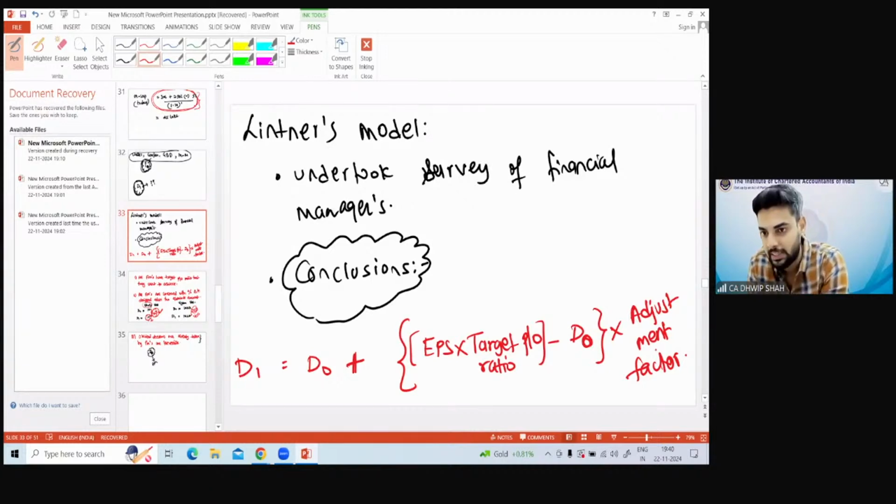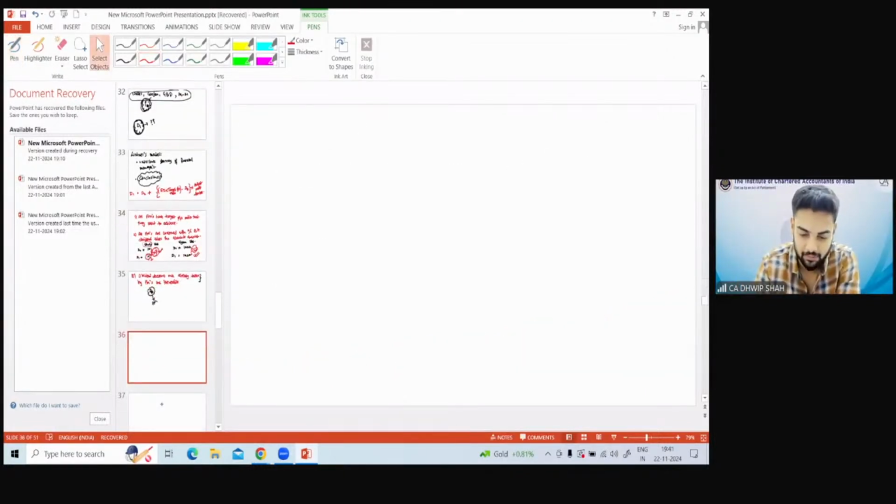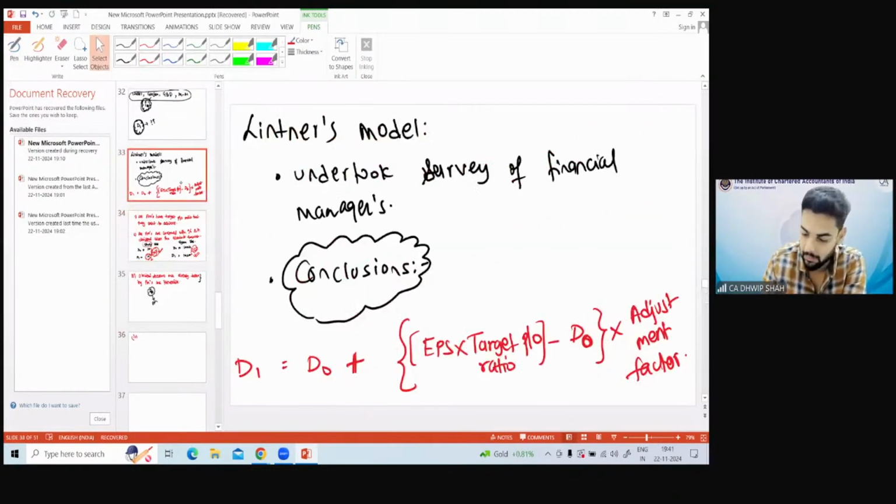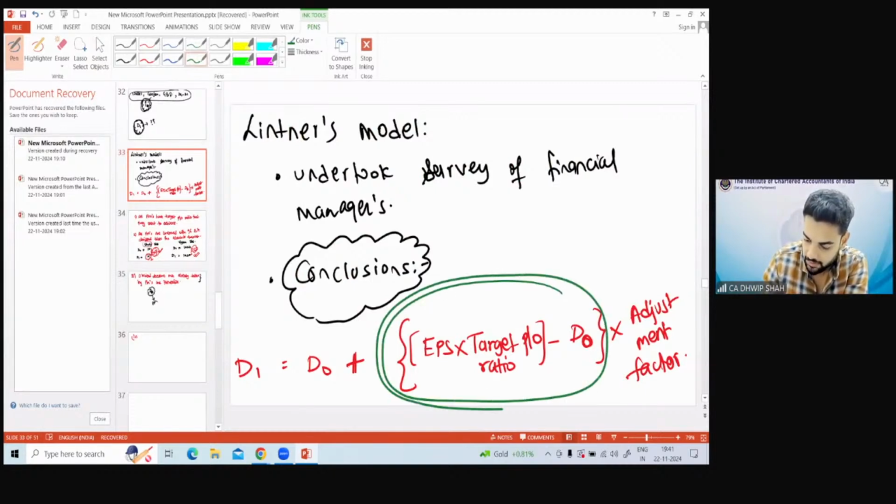This module also specifies it in one of its MCQs. I will show you that as well. But my research, I have gone a little more in detail in this model. So my research says that this adjustment factor is nothing but the willingness of the financial manager to accept this part, to accept the change. According to me, I feel that Lintner would have multiplied it with the willingness of the financial manager to accept this change.